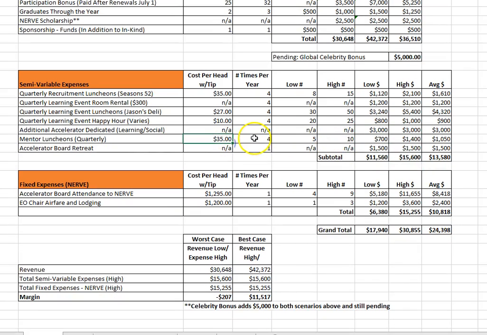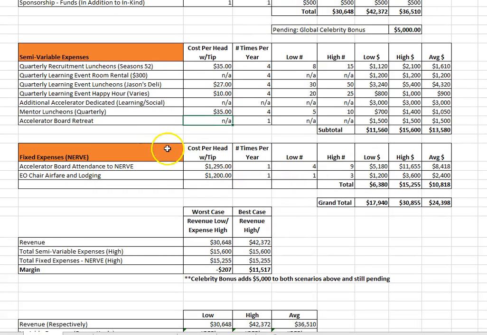Mentor lunches, this is for David specifically to take the mentors out quarterly that are mentoring and coaching the Accelerator programs, based on high-low attendance, for him to touch base, share best practices, get feedback. And then the Accelerator board retreat, this typically is August, September, where the Accelerator board has a full day to half day planning session, renting a space at Rome or otherwise, and providing lunch for everyone to get together and do planning for the coming year. Okay, so that's the low-high variables on the semi-variable expenses.